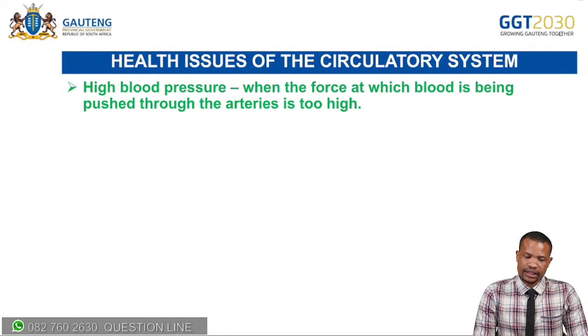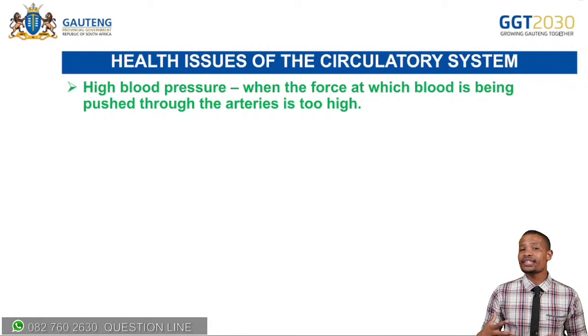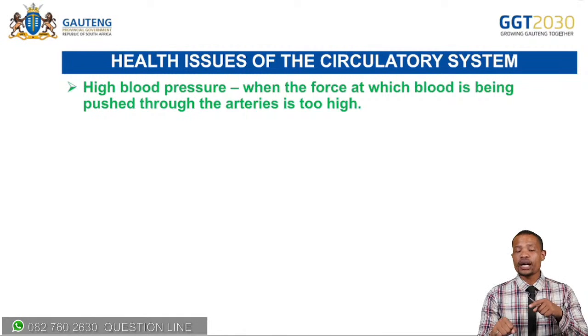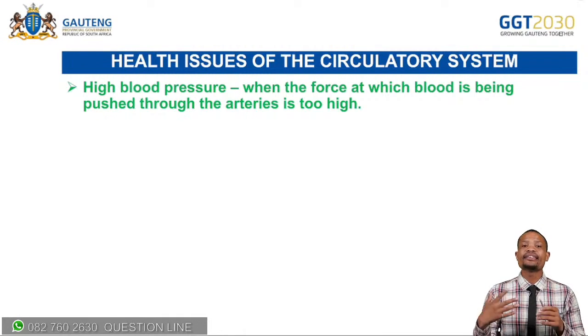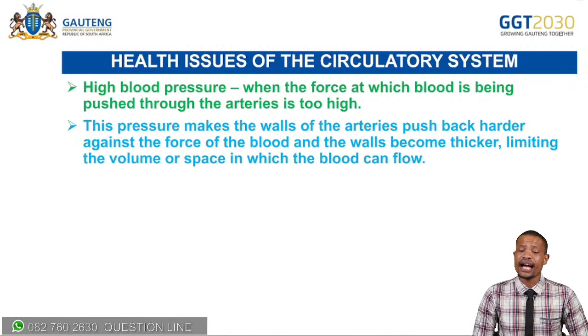Right. So high blood pressure is when the force at which blood is being pushed through the arteries is too high. High blood pressure occurs when the pressure at which blood is pumped through the arteries is higher than the pressure that the artery can withstand. This pressure makes the walls of the arteries push back harder against the force of the blood, and the walls become thicker, limiting the space in which the blood can flow.